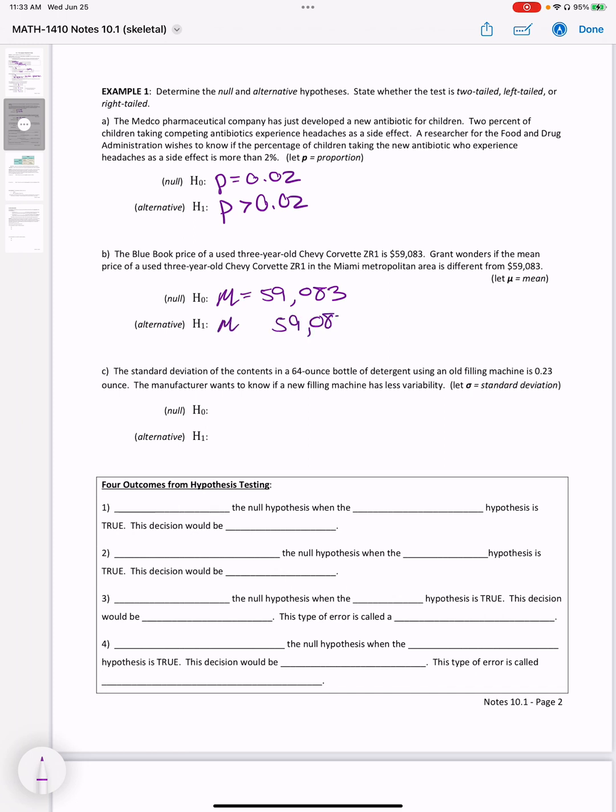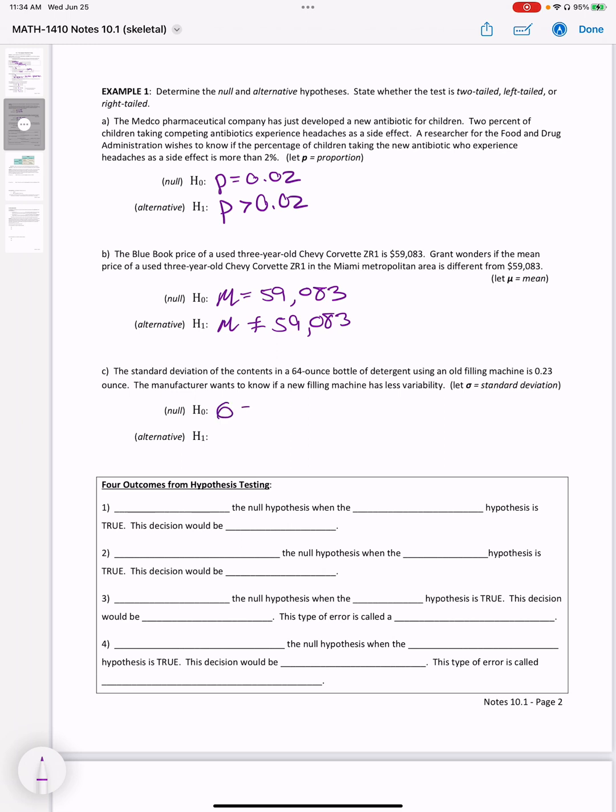Now, Chevy here in Miami, they have a car that the value is thought to be 59,083. But in Miami, Grant, I believe, thinks that it's different. Might be less than, might be more than. He just wants to see, is it actually that? This is our two-tailed test, and that'll be scanned and posted. So if you've been around, you know that if we have a right-tailed test and a two-tailed test, a left-tailed test is coming up, and that sure is.